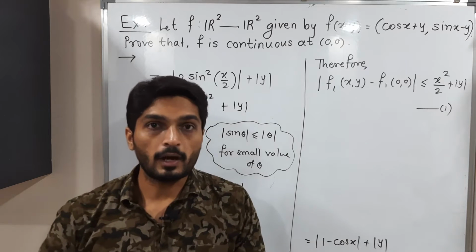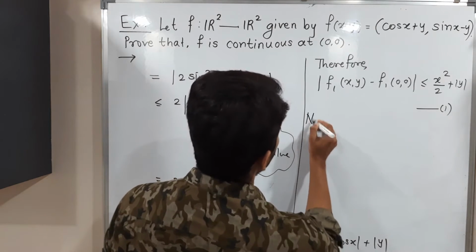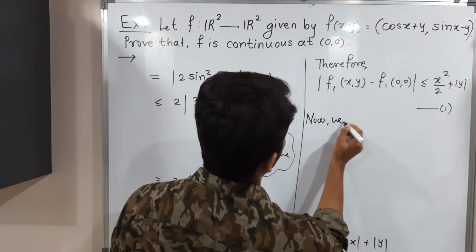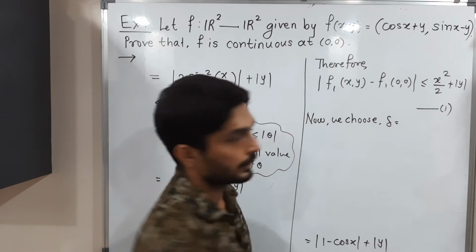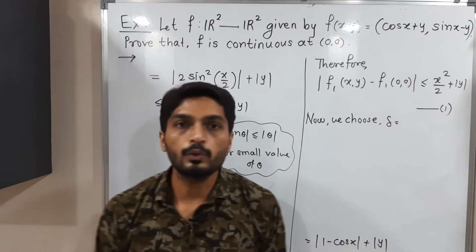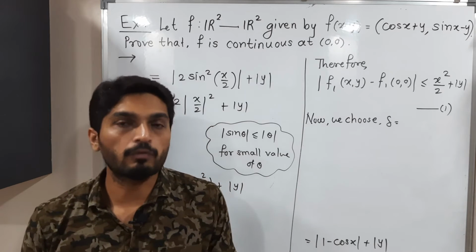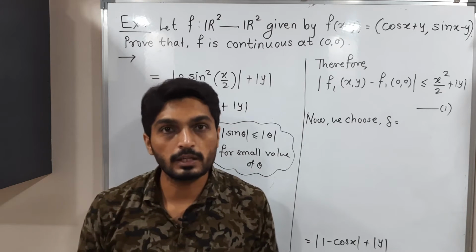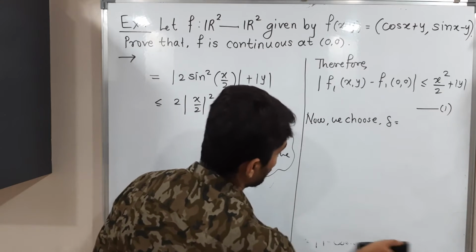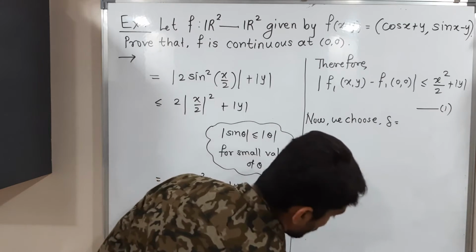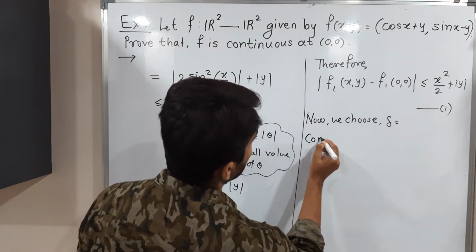So after that, now we have to select a particular delta. Now we choose delta is equal to, but really we don't know which delta we have to select, so we will keep it blank and we will go further. After solving a few steps, we will come to know the required value of delta. Okay, so I will remove it and let us continue.